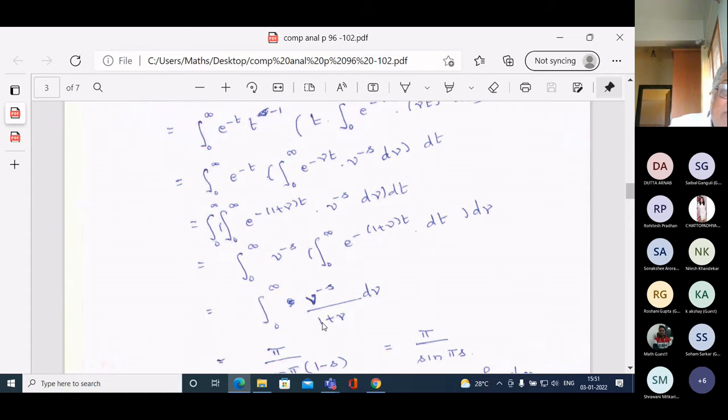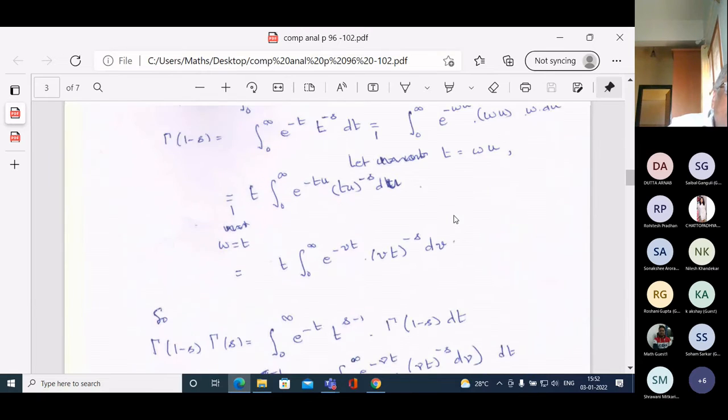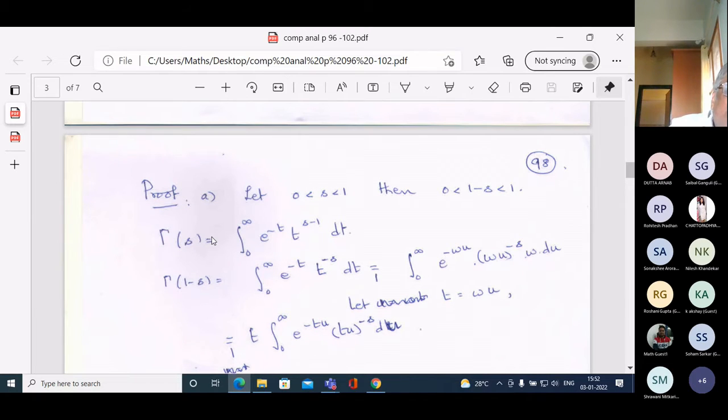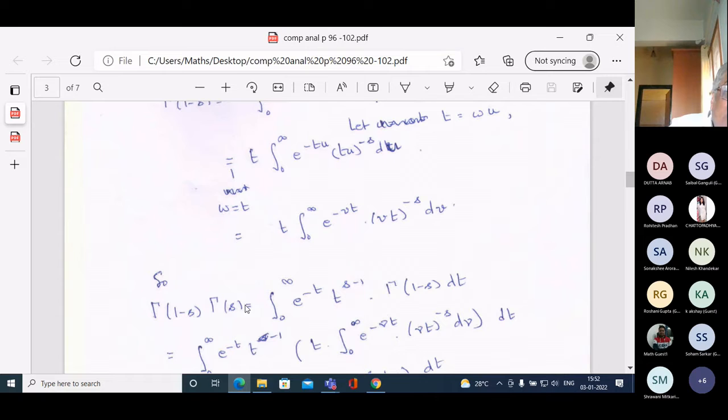But nu to the minus s over 1 plus nu d nu, from 0 to infinity, is pi over sine pi times 1 minus s. And notice that this is sine pi minus sine pi s. But sine of pi minus t is sine t, so you get sine s. So by this very elementary change of variables for 0 less than s less than 1, we get gamma s into gamma 1 minus s.